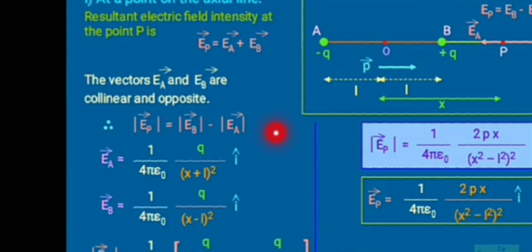Substituting the formula for E, electric field intensity, EA is equal to 1 upon 4 pi epsilon 0 Q upon (x plus L) bracket square into I cap. I cap is for the x-axis, direction in the x-axis. This r square, the distance of charge minus q from point P, is x plus L, hence it is written as (x plus L) square.